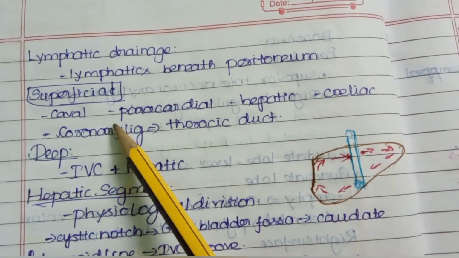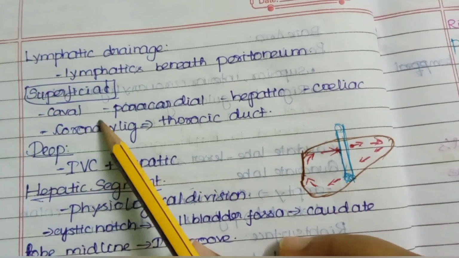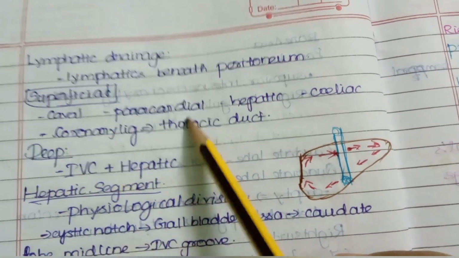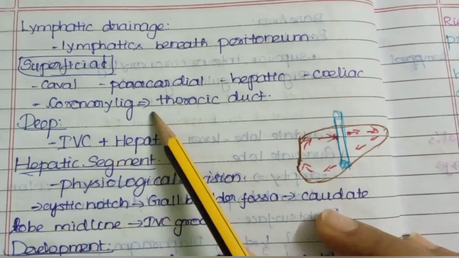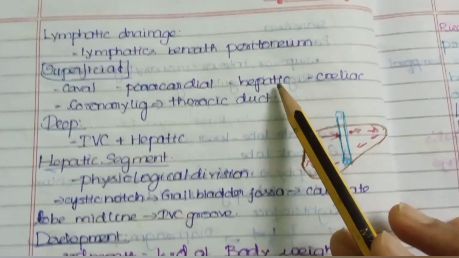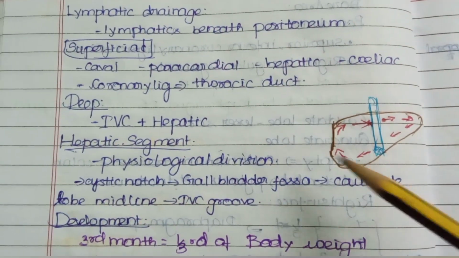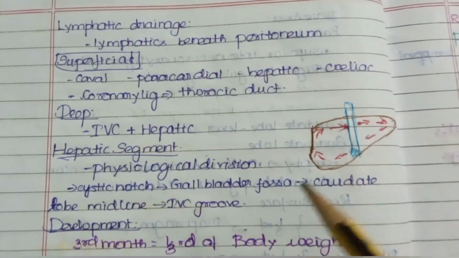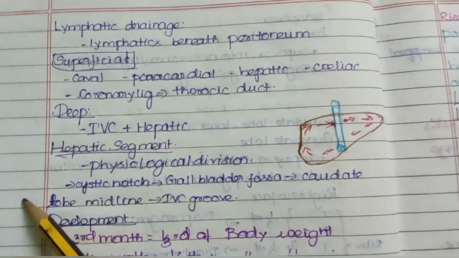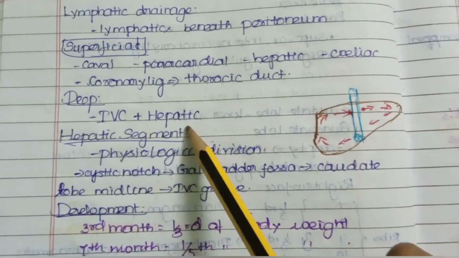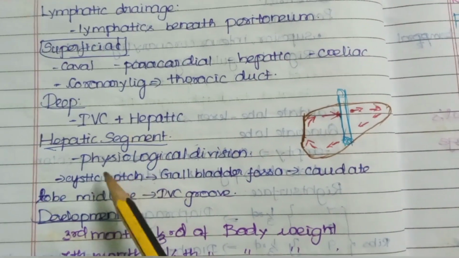First, the superficial lymphatics drain to the caval (IVC) lymph nodes, then the paracardial nodes near the heart, then hepatic, then celiac, then along the coronary ligament. It reaches the thoracic duct. Then the superficial part is drained like that. Then the deep part includes both IVC and hepatic. Okay, easy only.